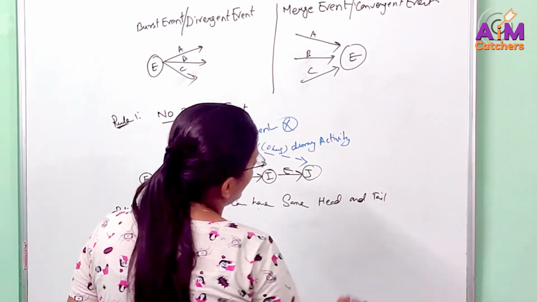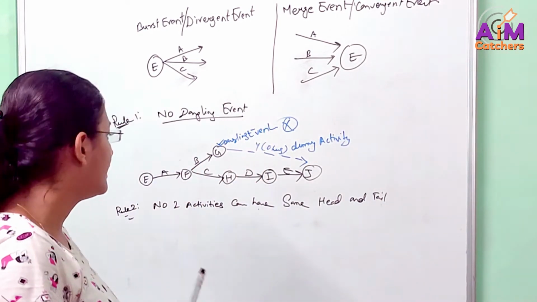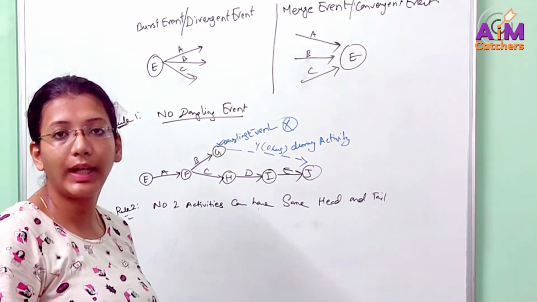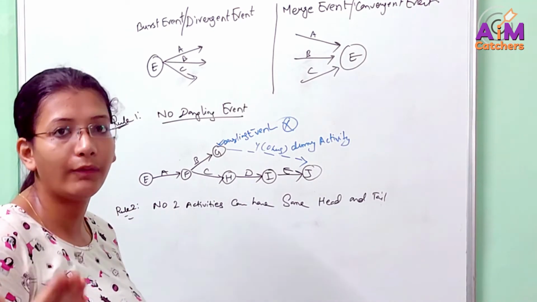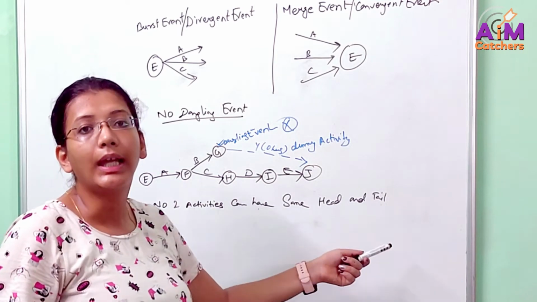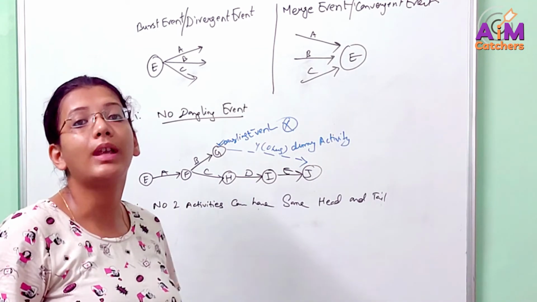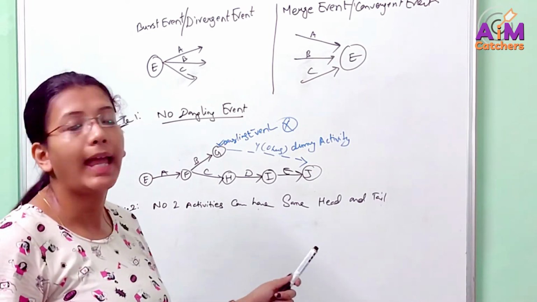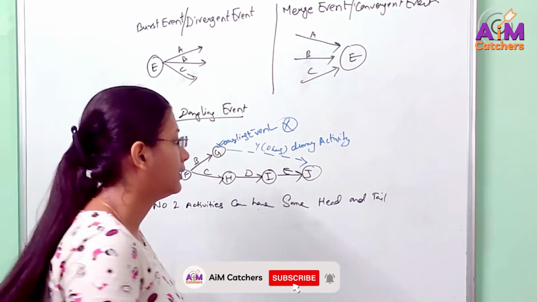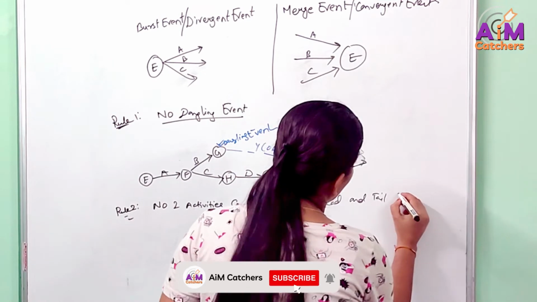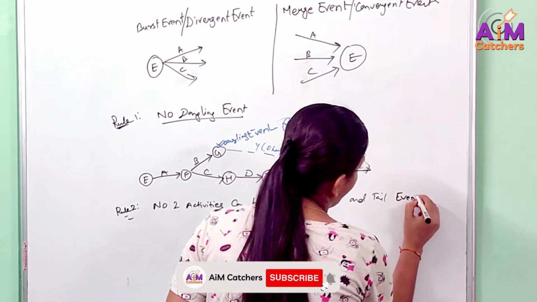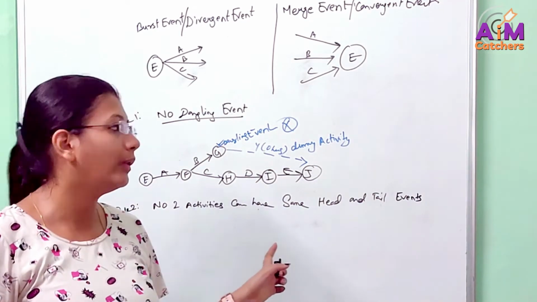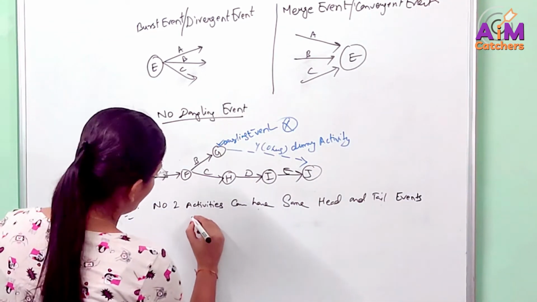What do you mean by head and tail? We have discussed it earlier. Head represents the event at the end of the activity, and tail is the event before the start of the activity, right? So no two activities can have the same head and tail events. Okay? This will again lead to a duplicating error. This is also known as a duplicating error.